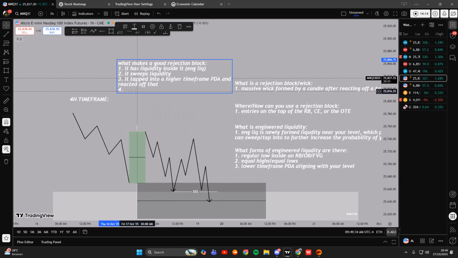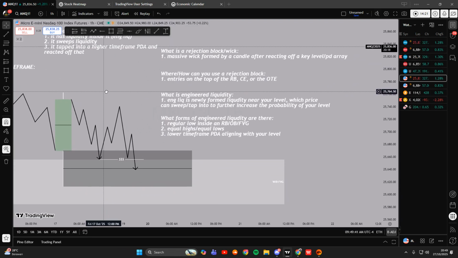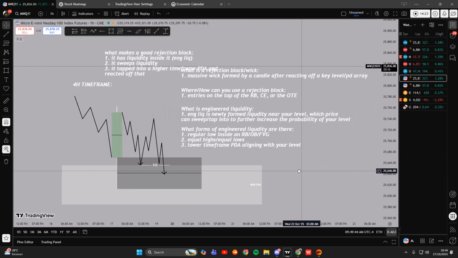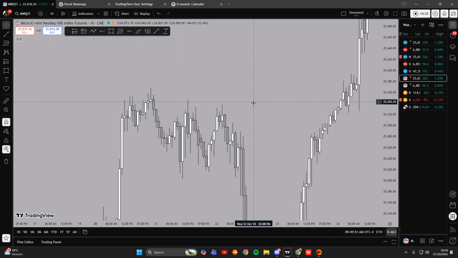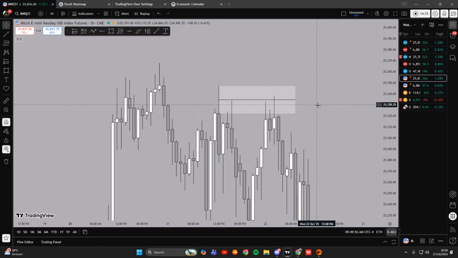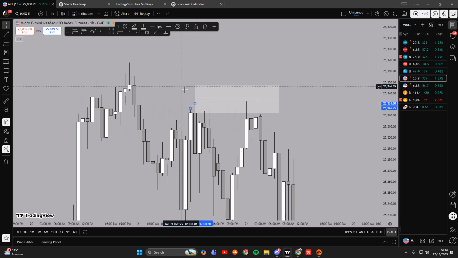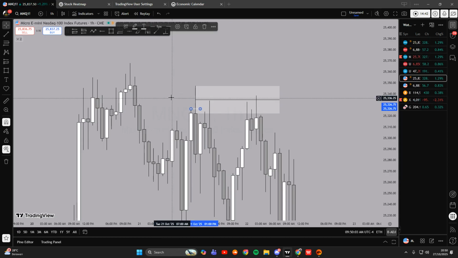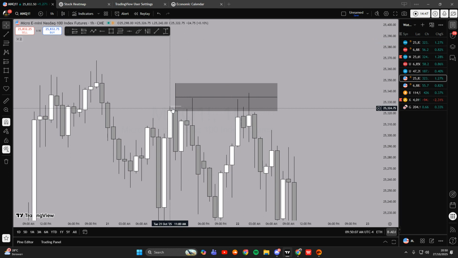Yeah, honestly, pretty much that. I might make another video on it. You guys can screenshot this, or put it in your notes or something. Let me get back to this. So you can see this rejection block. You see it swept liquidity right here. Swept liquidity right there. Let me just switch this real quick. So swept liquidity right there.